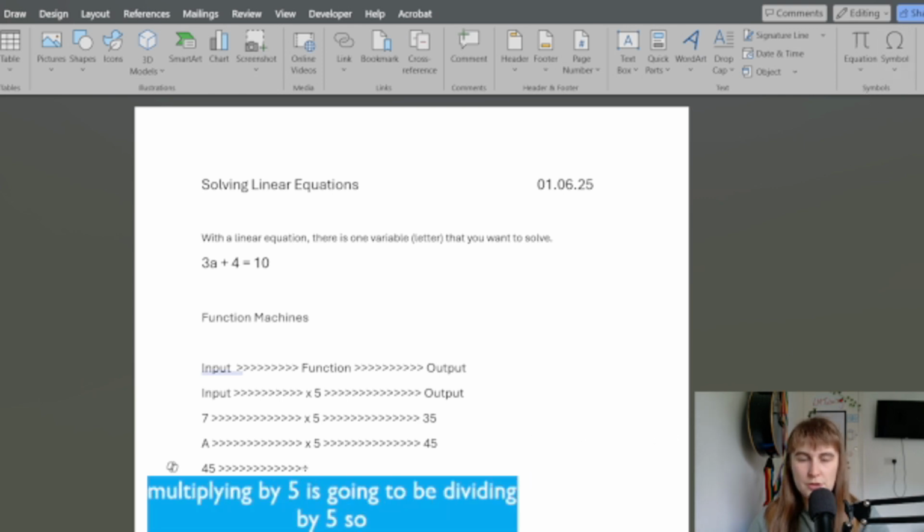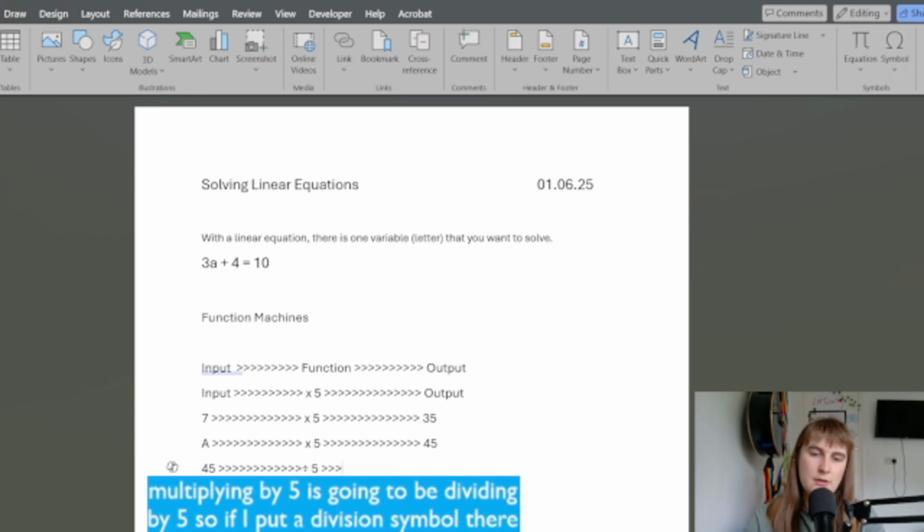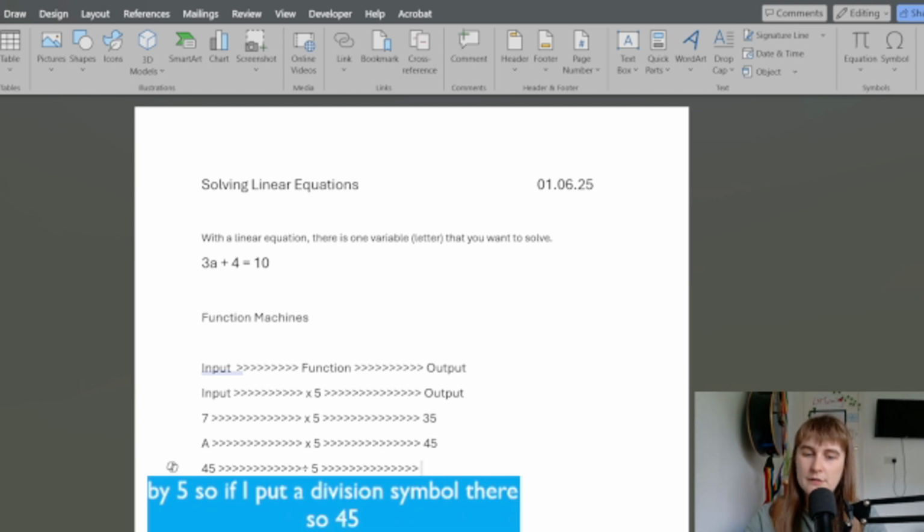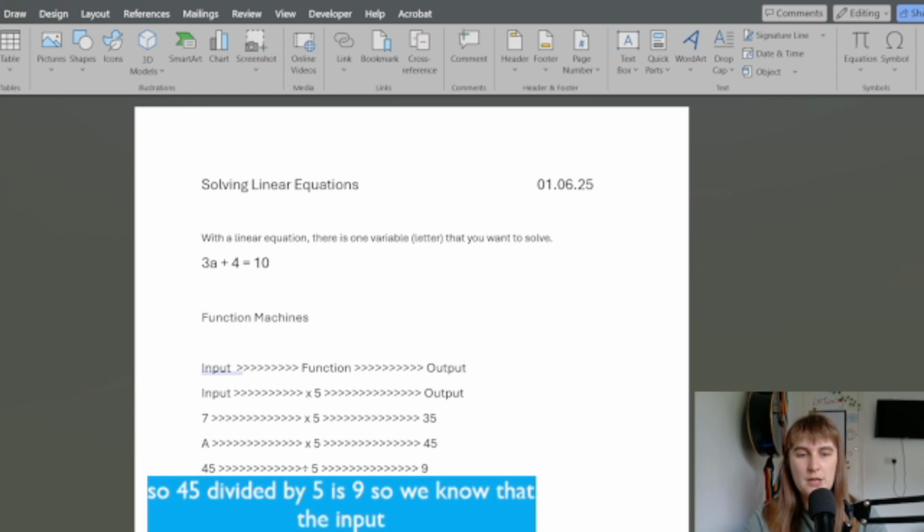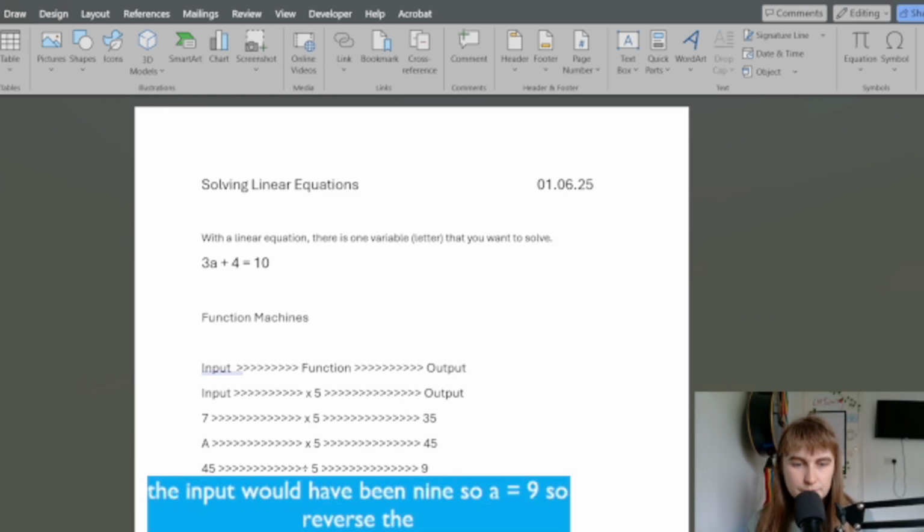So if I put a division symbol there, 45 divided by 5 is 9. So we know that the input would have been 9. So A equals 9. So you reverse the input.